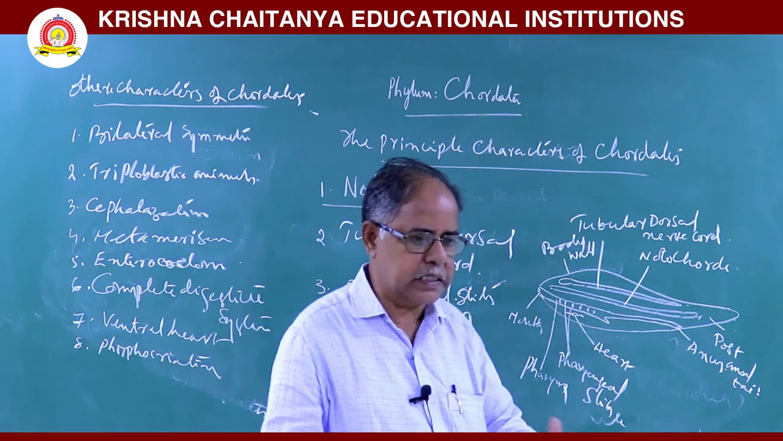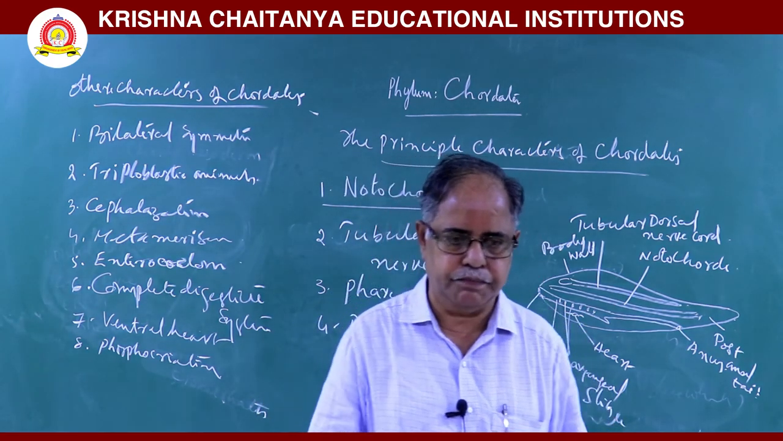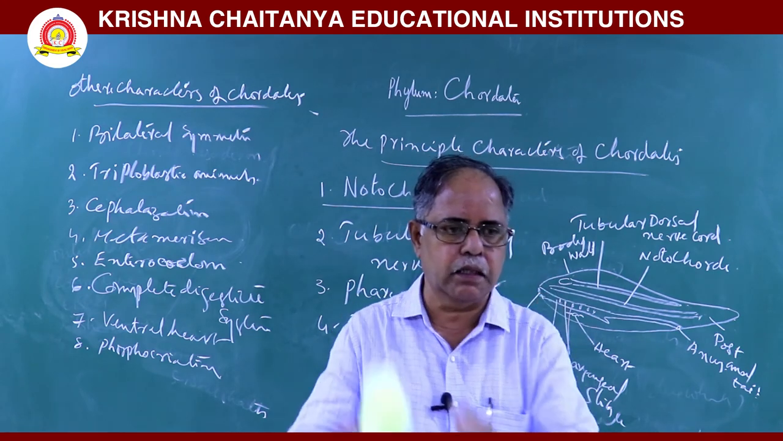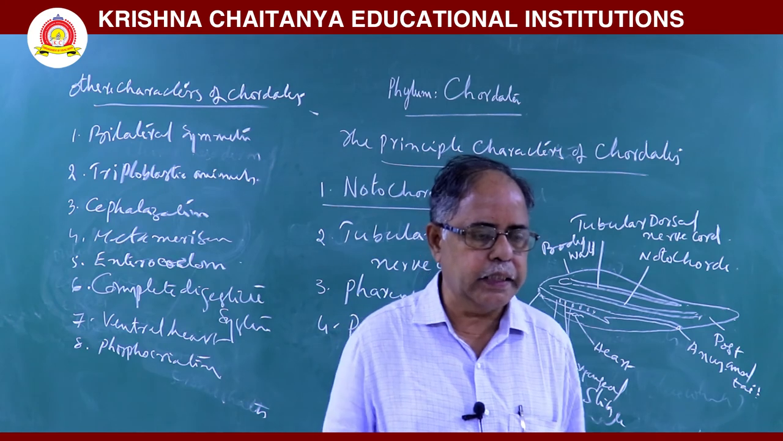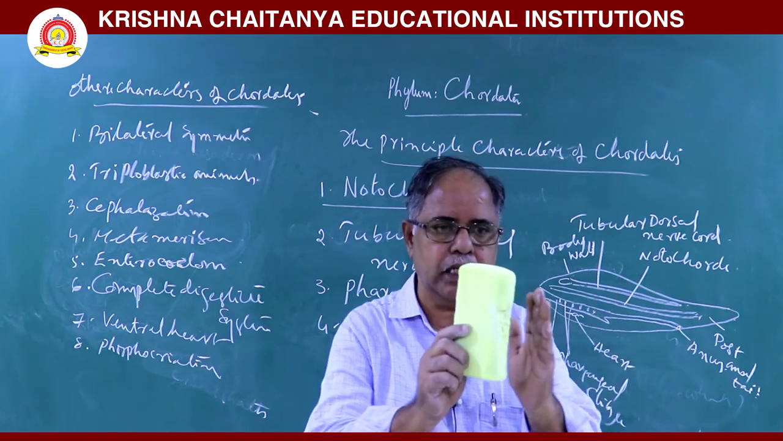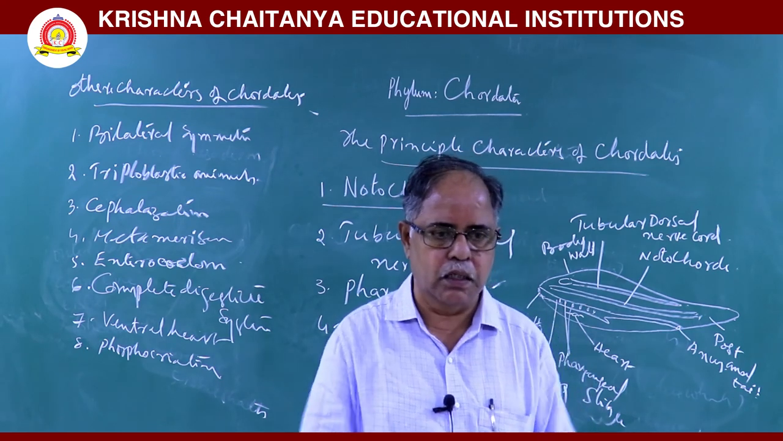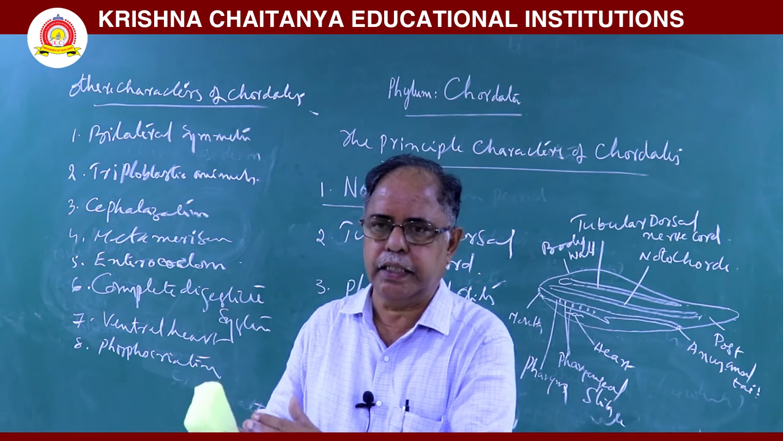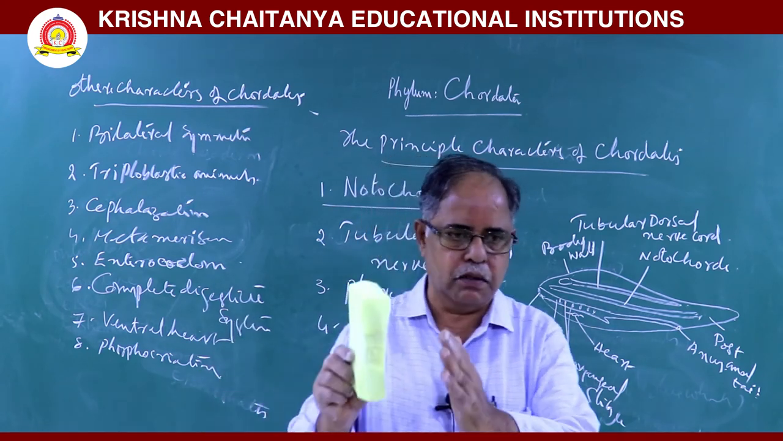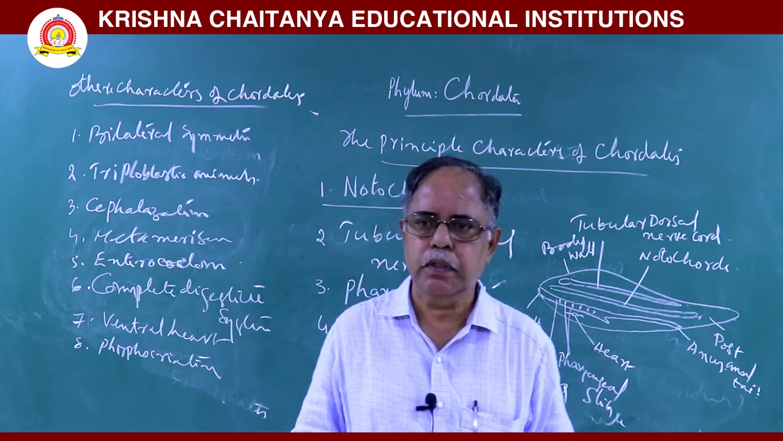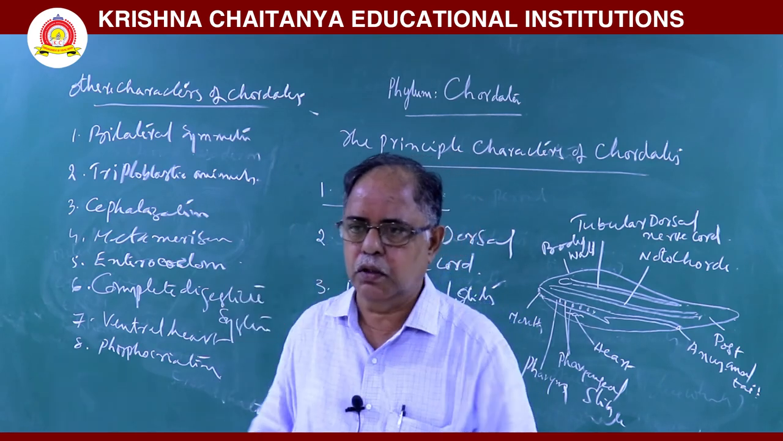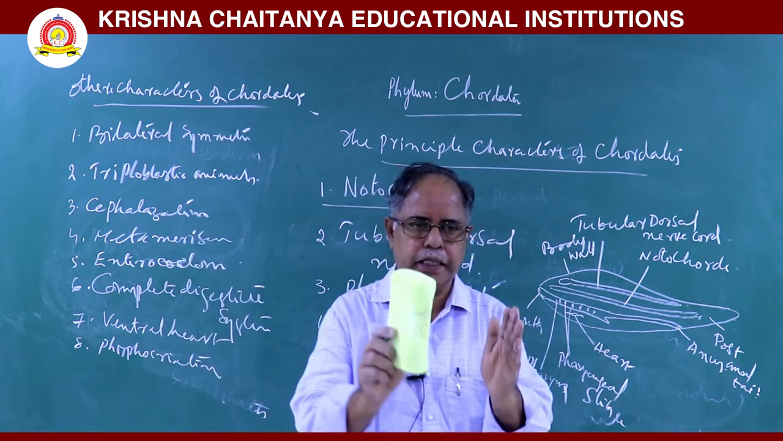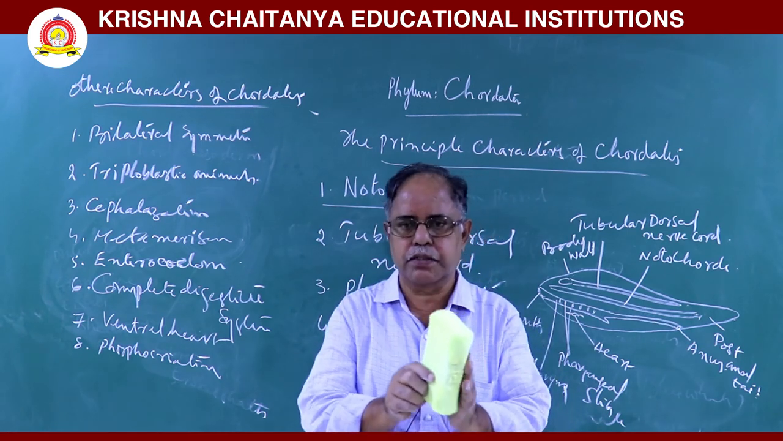Next, there are some differences between chordates and non-chordates. In chordates, notochord is present. In non-chordates, notochord is absent. In chordates, the central nervous system is dorsal, tubular, hollow, fluid filled, and single. In non-chordates, the central nervous system is solid, double, ganglionated, and on the ventral side.